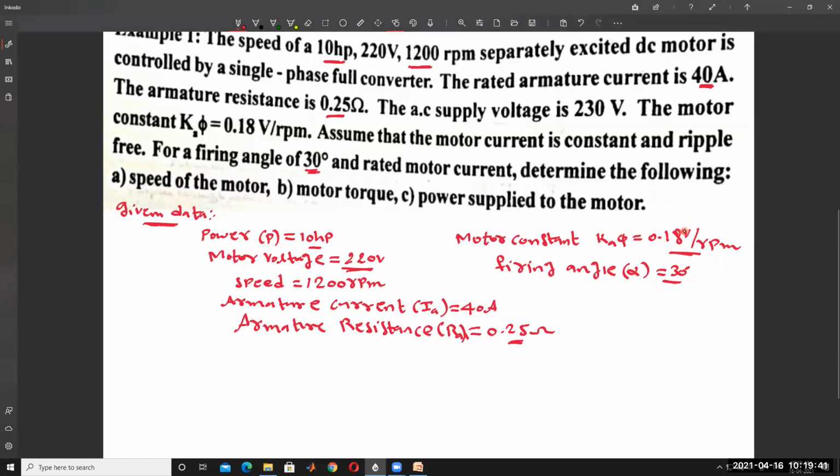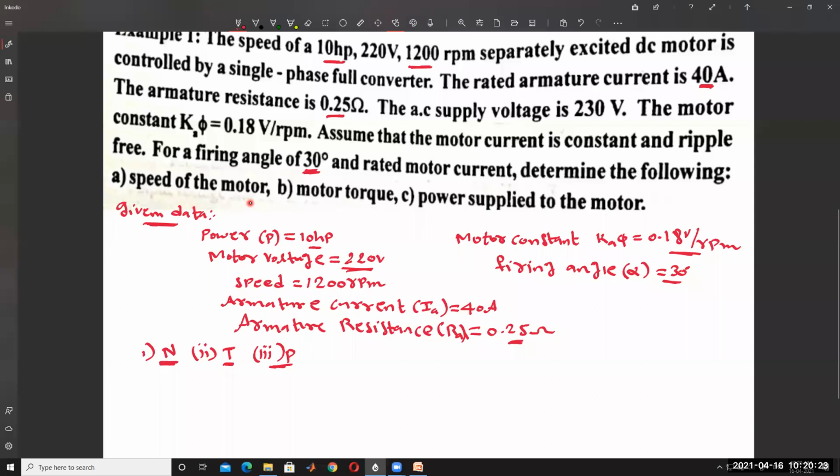So what are the questions here? Find the speed of the motor. The first one is the speed of the motor, the second one is the motor torque, and the third one is the power supplied to the motor. These are the three questions at a firing angle of 30 degrees.